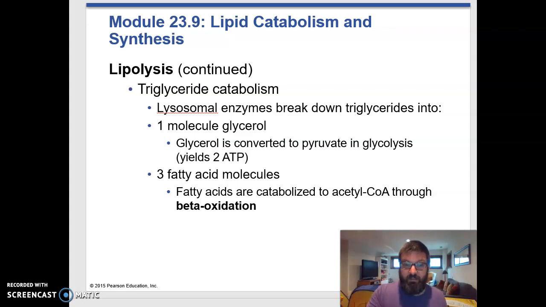Then we have 3 fatty acids. Well, fatty acids are essentially just long chains of carbons. Well, if we break those off 2 at a time, those 2 carbon molecules are acetyl groups. We can bind them to coenzyme A, and that's acetyl-CoA, and it goes right into the citric acid cycle. This process of breaking down these fatty acids 2 carbons at a time is called beta oxidation, and you can get a lot of energy from this.